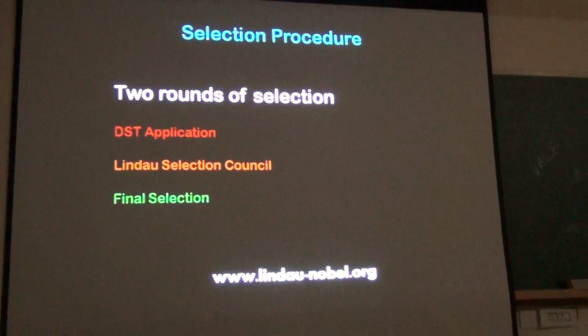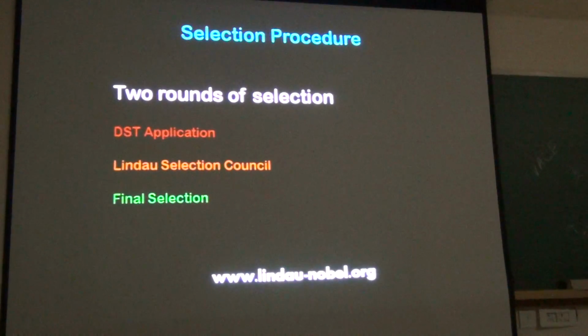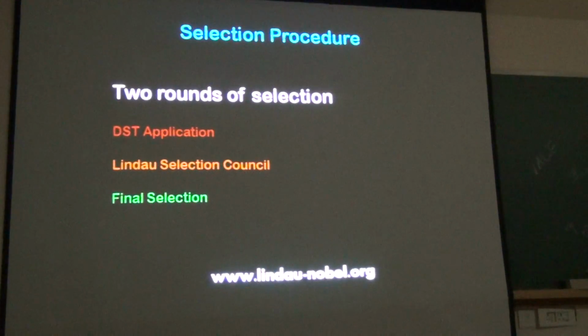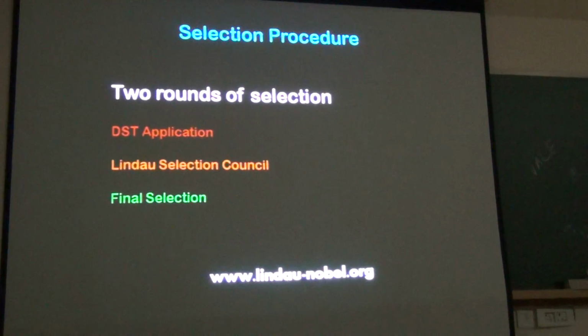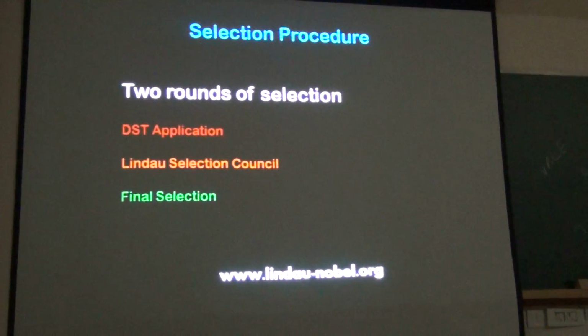So basically the selection procedure has 2 rounds of selection. In about the second week of August, the DST sends out an invitation for applicants to apply. Anyone who is pursuing a bachelor's, master's, PhD or postdoc is eligible to apply for this meeting. All you need to do is fill a form, get 2 recommendation letters, and send this to DST by the second week of October.